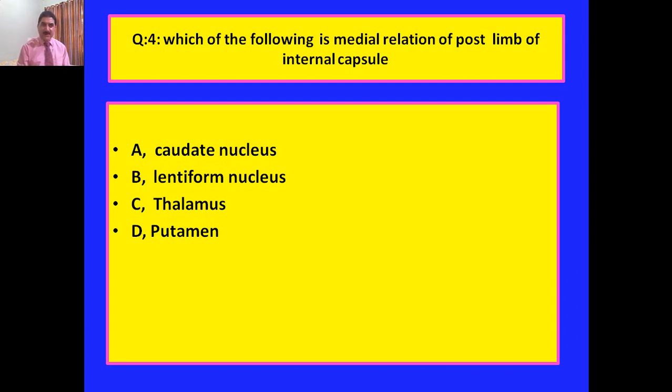Caudate nucleus forms relation with the anterior limb. It lies medial to it. Lentiform nucleus lies lateral to both anterior and posterior limbs. Thalamus lies medial to the posterior limb.